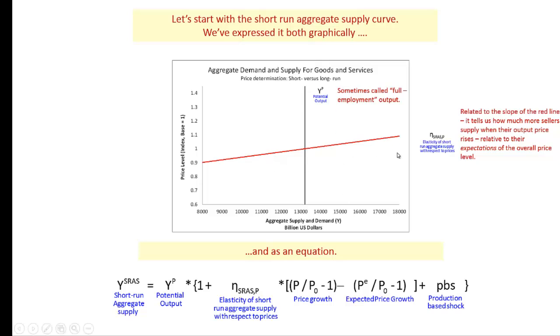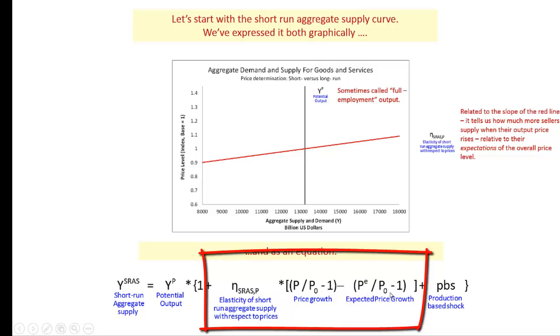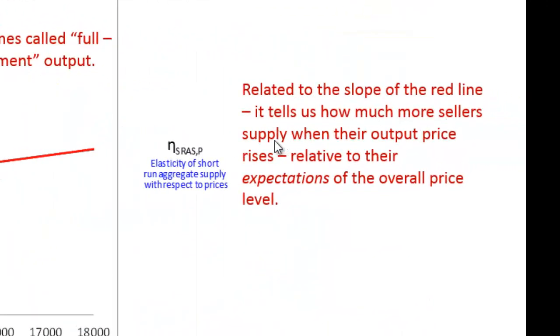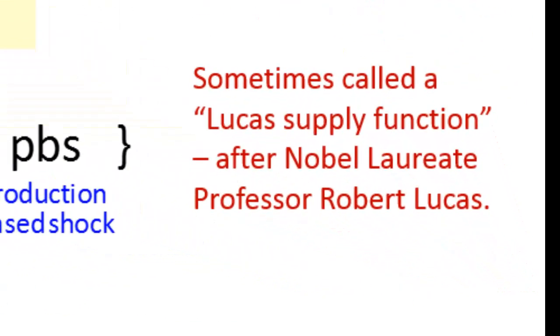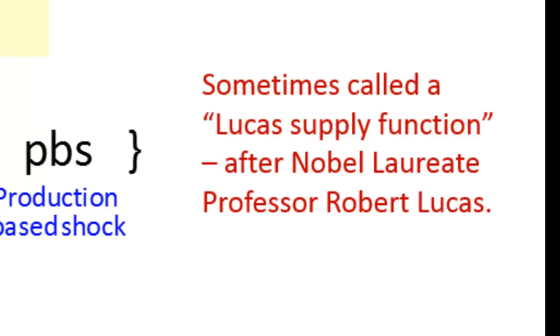Now the slope of this line is reflected in what we call the elasticity of short-run aggregate supply with respect to prices. And this is related to the slope of this line, so we're multiplying this by price growth minus expected price growth. So really, this elasticity tells us how much more sellers will supply when their output price rises relative to their expectations of the overall price level. We also should note that this is sometimes called a Lucas supply function, after Nobel laureate Robert Lucas.